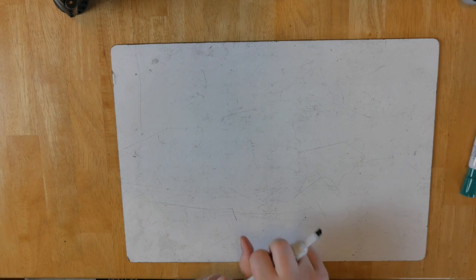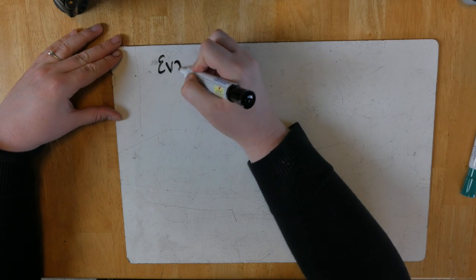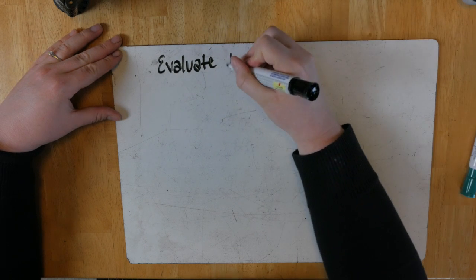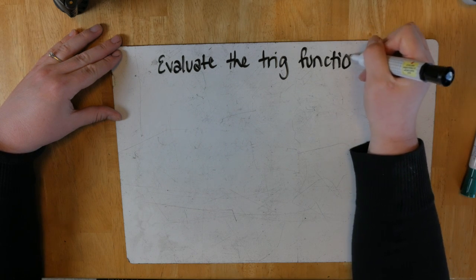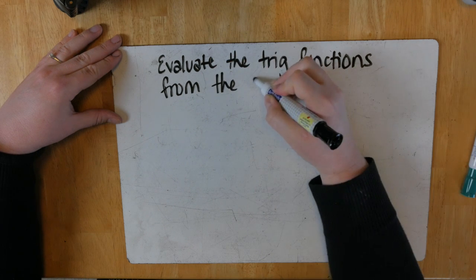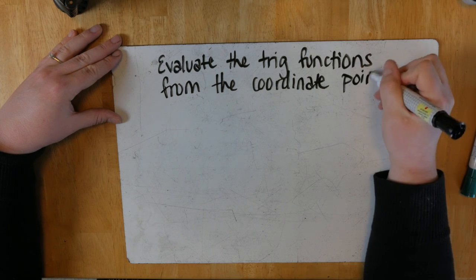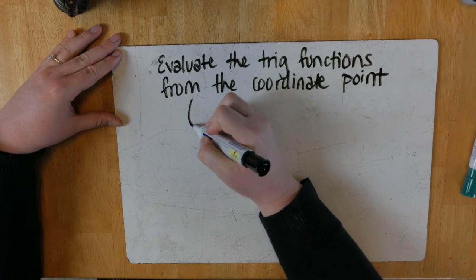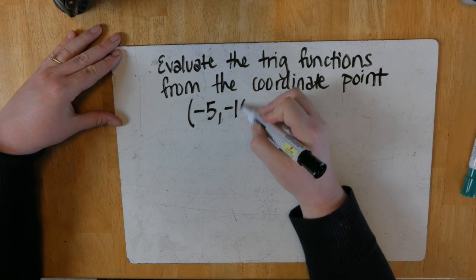Lastly, I wanted to address the misconception that once we get fluent with the unit circle, we start seeing problems that sound like this. It'll say evaluate the trig functions from the coordinate point, maybe we'll say -5, -10.